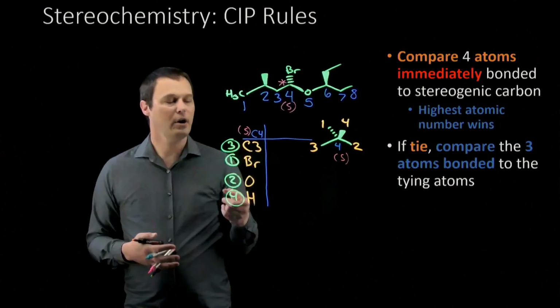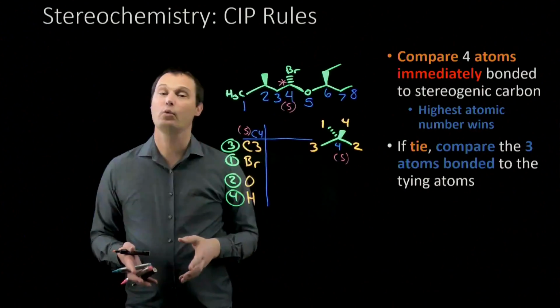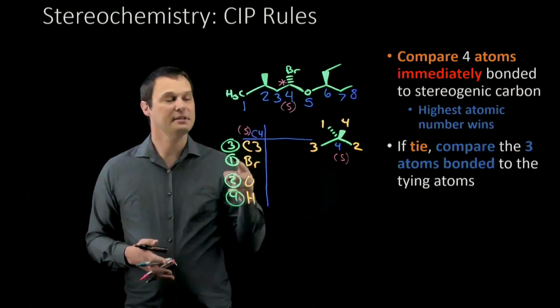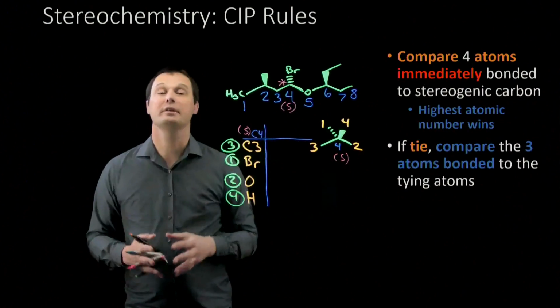We got a little lucky here that all 4 of the elements immediately attached to the stereocenter were themselves unique. Had any of these tied and been the same element, we would have had to do further analysis that we'll look at in the next example.